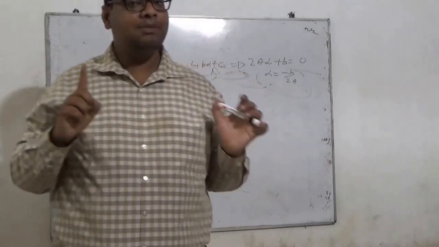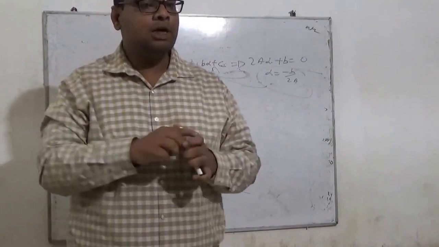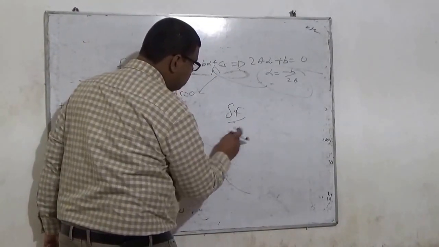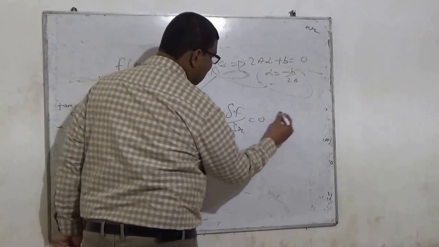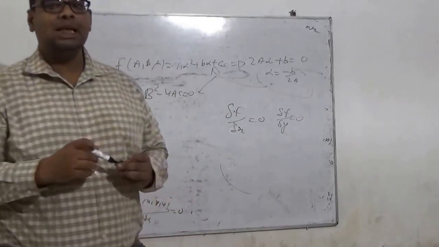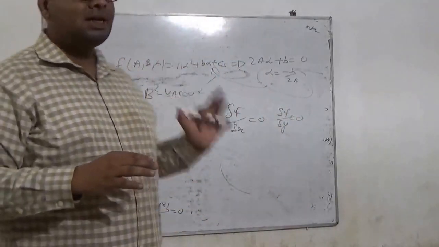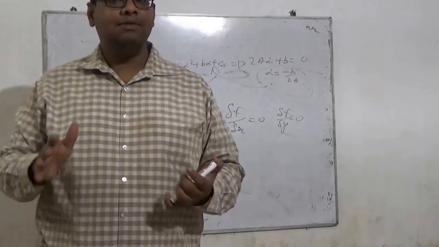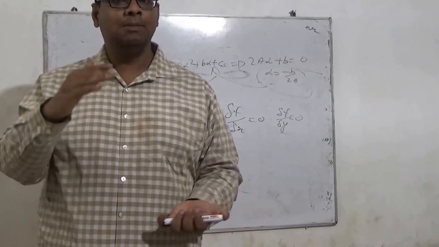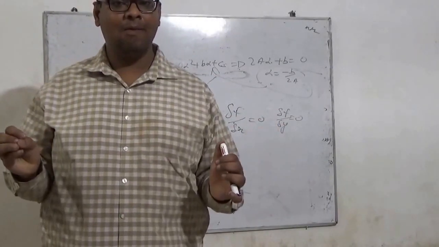Now this method will fail when there are singular points. Singular points means that del f upon del x is equal to 0 or del f upon del y is equal to 0. If this happens, then there will be some singular points. In the case of a singular point, this method will fail. We know that straight lines and some conics do not have singular points, but some other curves have singular points, and this method is not applicable.